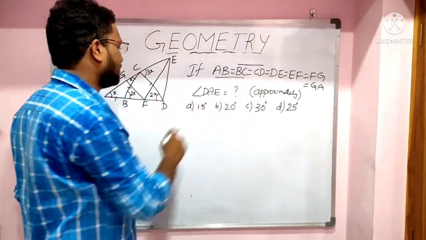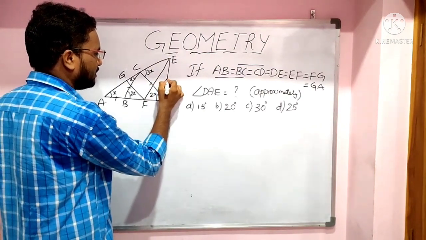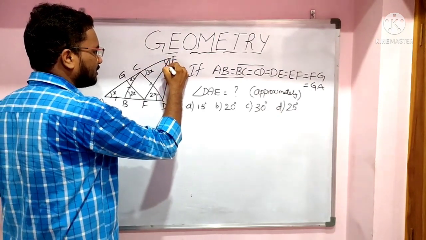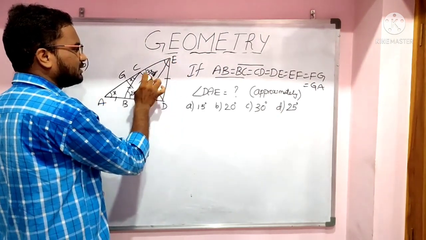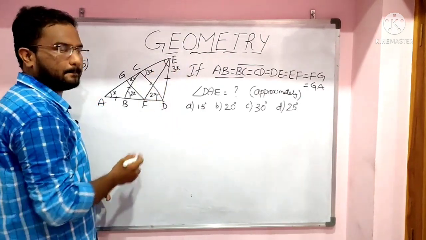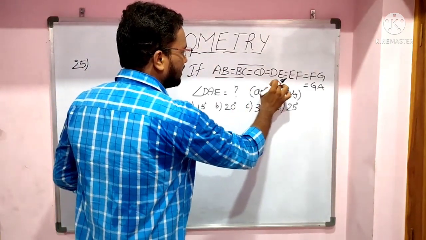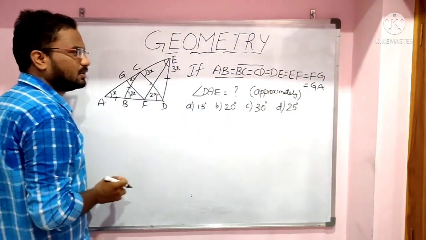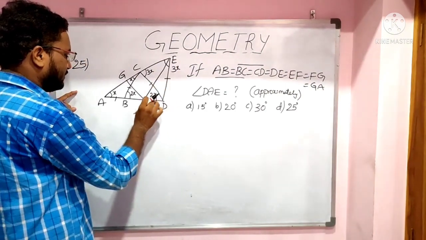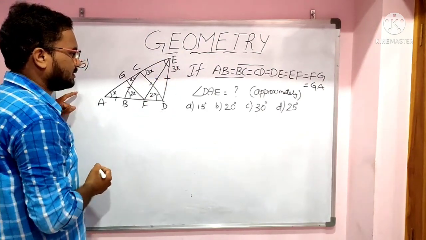And then CD equal to DE. These two sides are equal. Okay. So if this is 3x, this total will be 3x. These two sides are equal. Hence these two angles are equal. So this total will be 3x. And then DE equal to EF. These two sides are equal.